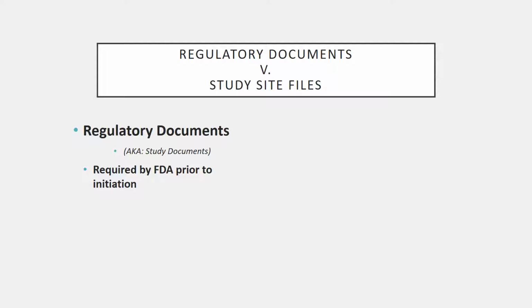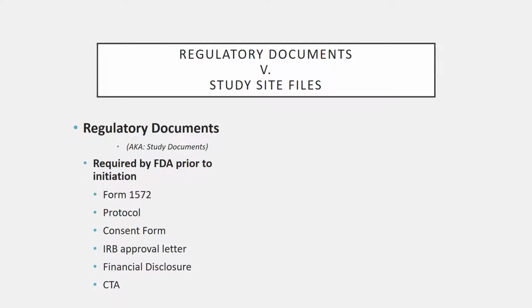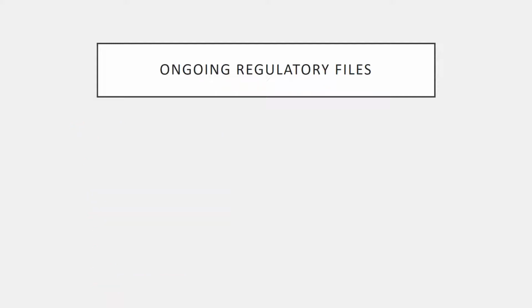And they will include things like your FDA Form 1572 that's been signed by your investigator and all of your sub-investigators, the study protocol, the consent form, your lovely IRB approval letter, financial disclosure, which we're not going to get into, and your CTA, your clinical trial agreement, which we have already established is just your contract to do the study with the sponsor. So these things you have to have in place before you can put a patient on a study, and in order to open a study you have to have these documents.